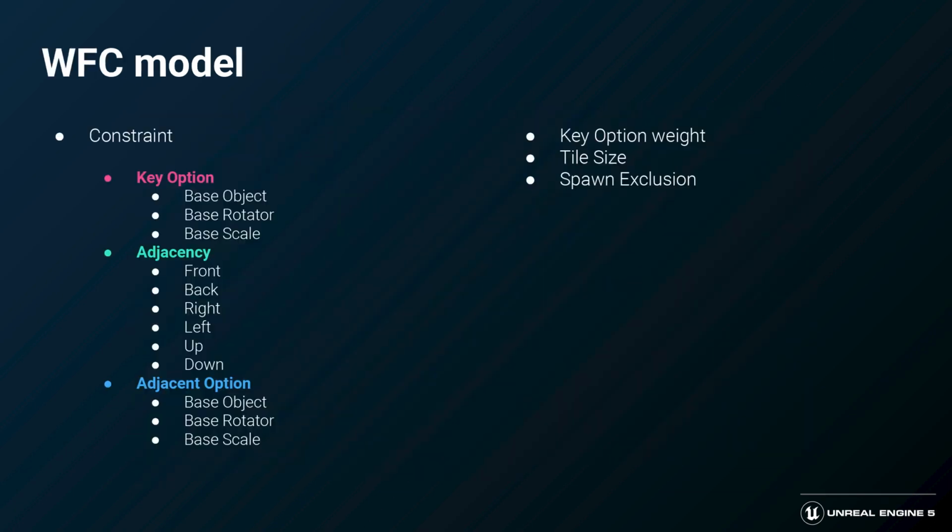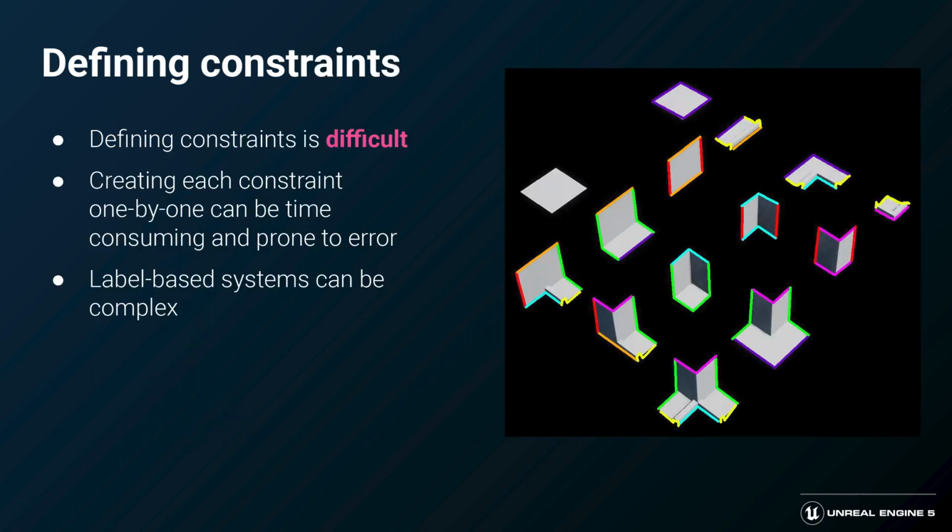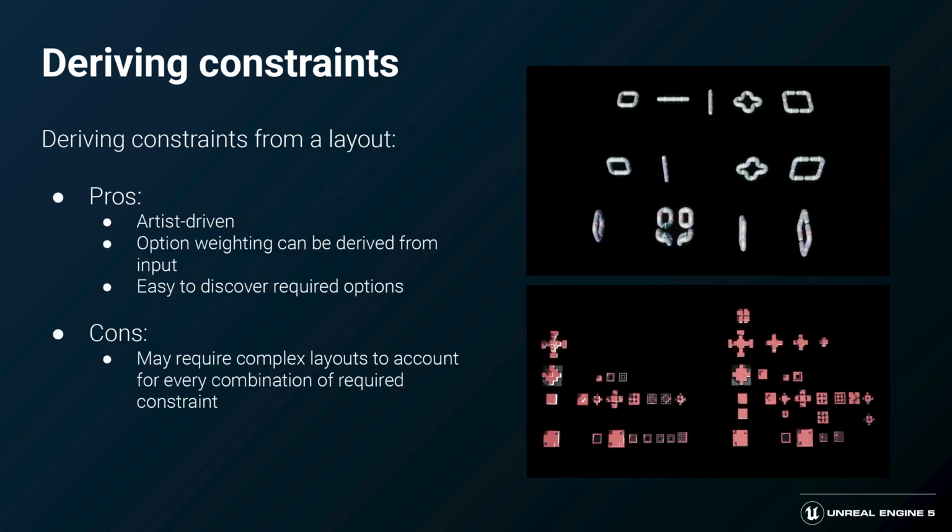A wave function collapse model is a data asset that stores constraints. A constraint is stored in the form of a key option, an adjacency, and the adjacent option. Defining constraints can be difficult. Some implementations have used label-based systems, but that can be confusing or complicated from an artist's perspective. Our implementation derives constraints from arbitrary layouts. By doing so, wave function collapse models can be built visually, and it may help in discovering new options that are required.